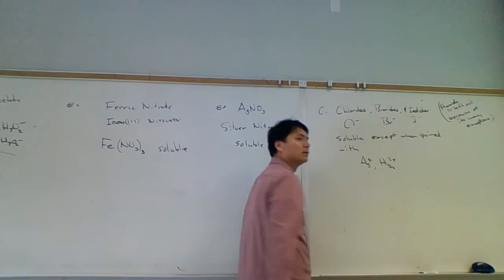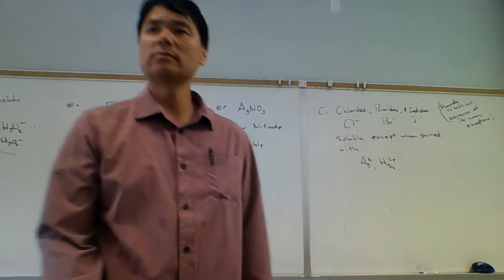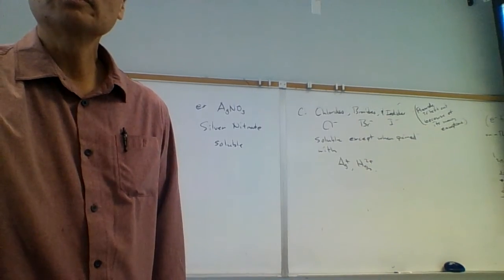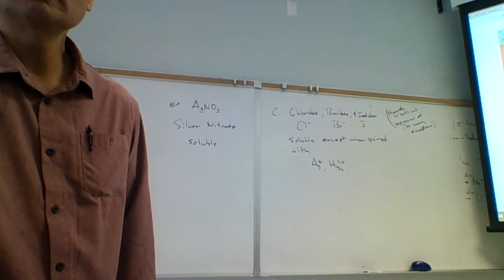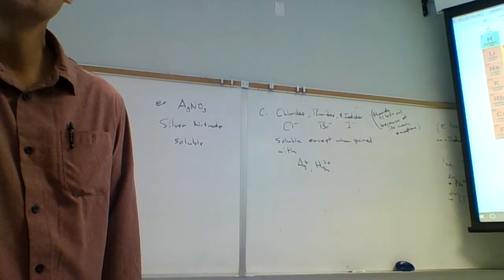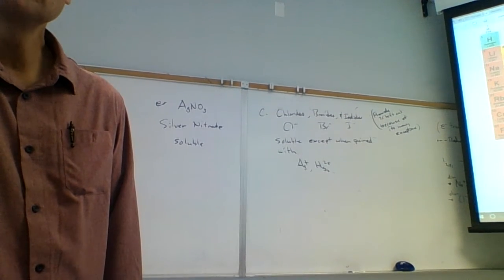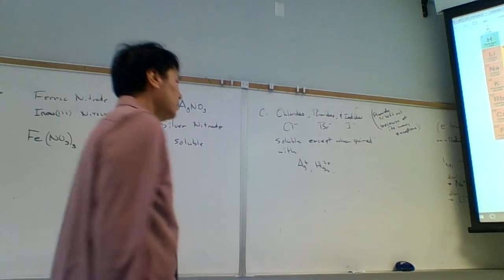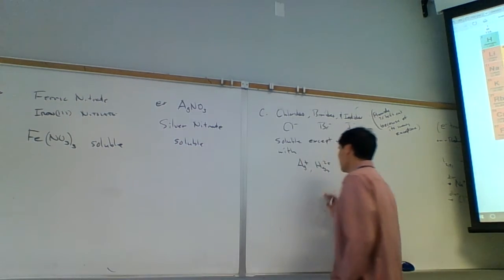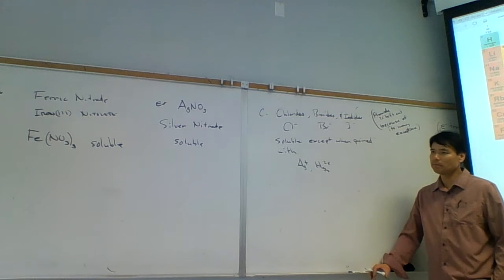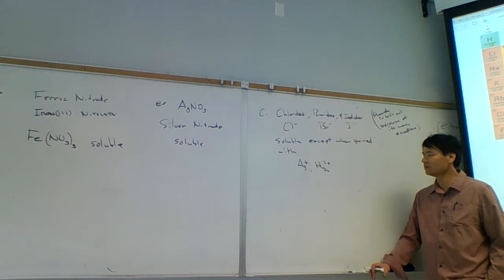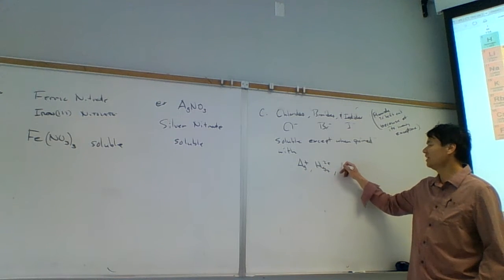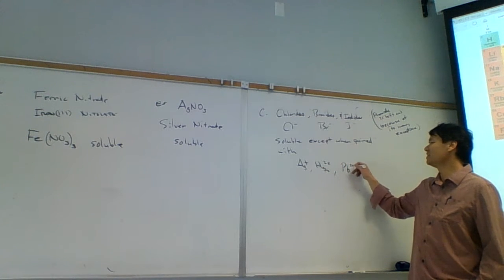What's this called? Hg2 2+. This is the weird one. This is called mercury 1 or mercury 2? Mercury 1. This is mercury 1, and you have to take it as a unit. You can't have half of this. You have to take the whole thing. So silver, mercury 1, lead 2.